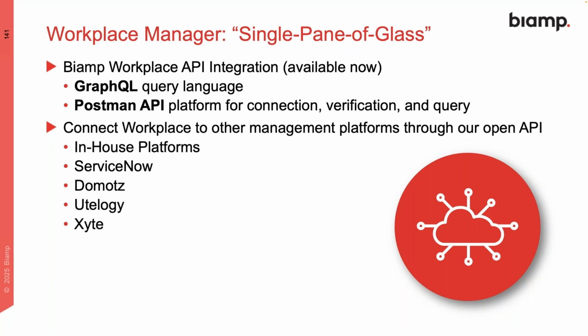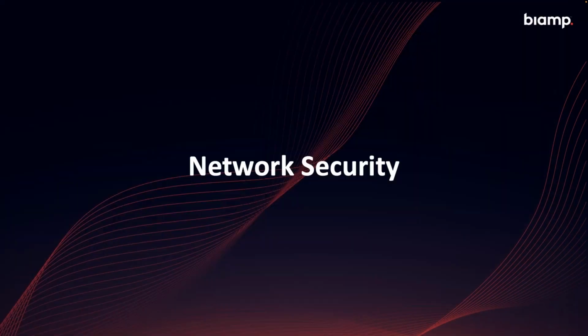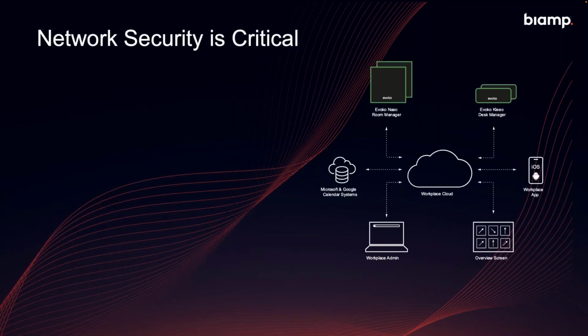I know recently Excite announced that they brought the Biamp product within their Connect Plus platform. Just another example of how you can implement the API to achieve your single pane of glass. This simply gives you a secure connection to your organization's layouts and locations, as well as the telemetry between the devices and the statuses. So keep in mind that the Open API is available on Cornerstone if you would like to explore that a little bit further.